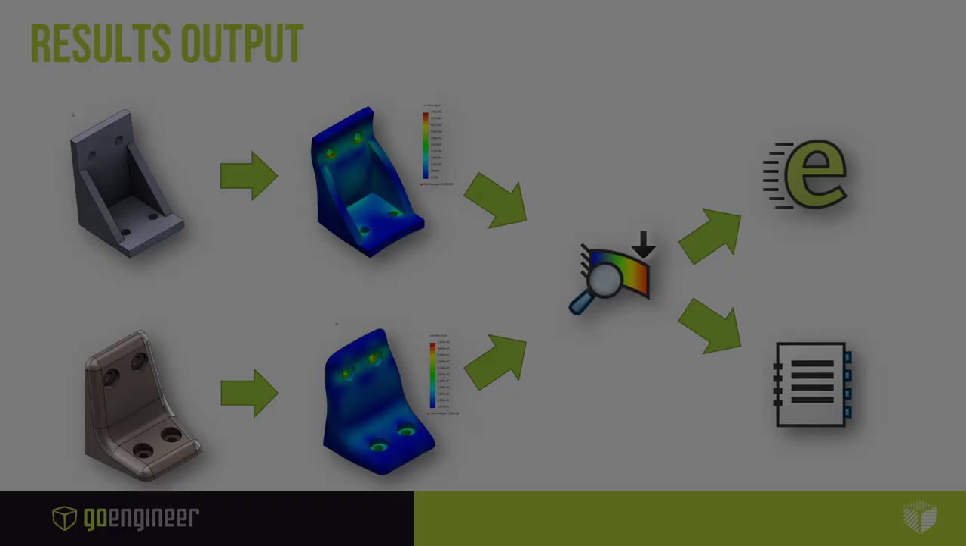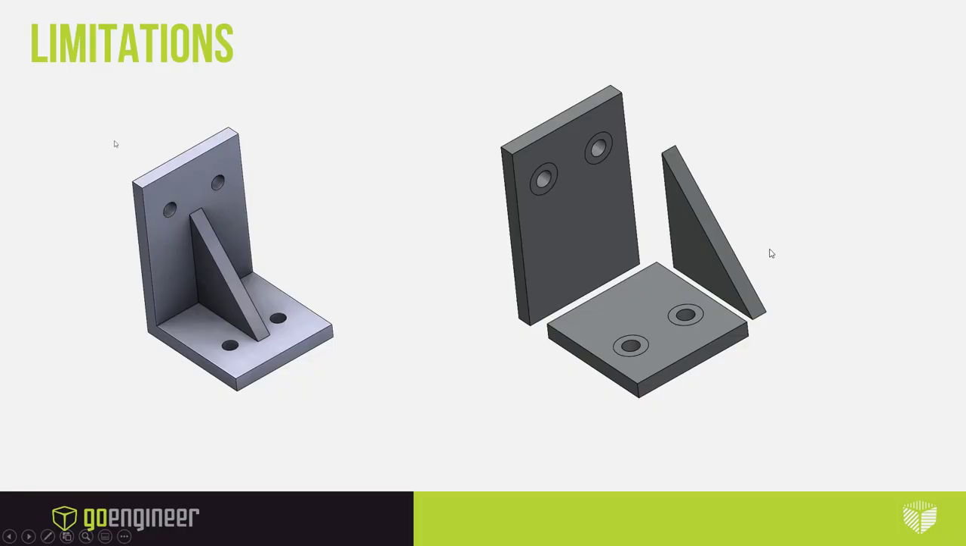So, some of you may have noticed that the part that I did was actually a single body part. It was all just a single part that was combined into one individual body, instead of the three pieces that the gusset would be. So this is where we start getting into the limitations that Simulation Express can get to. So how do we get around that? This is where Simulation Standard comes in.